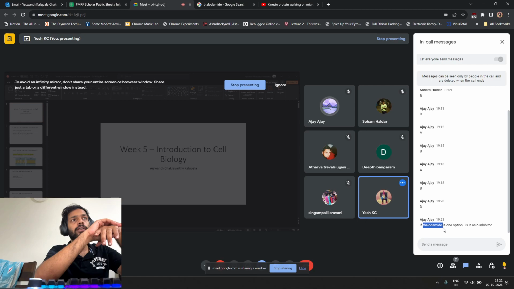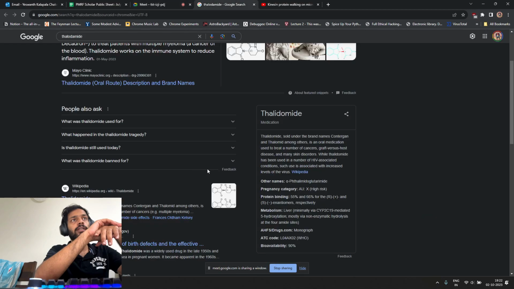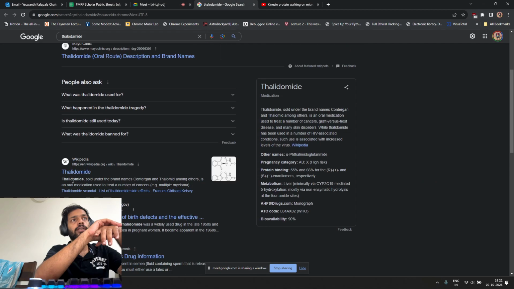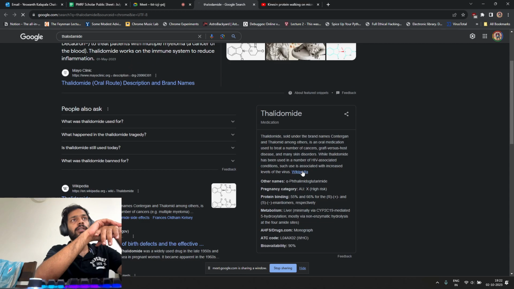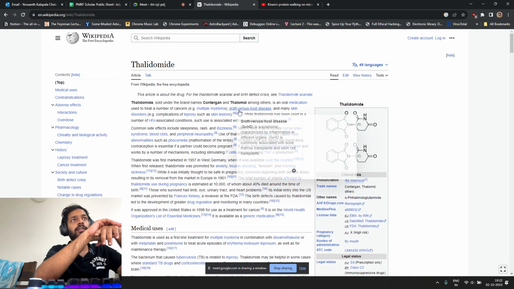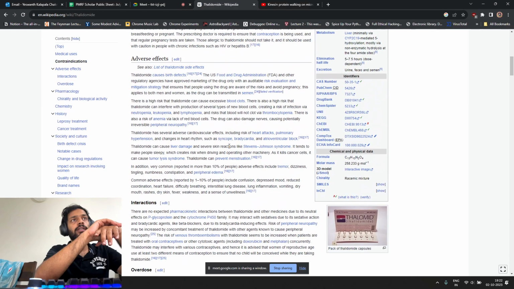Okay, so if thalidomide is one option, is it also an inhibitor? I do not know what thalidomide is. Let me check. Sold under. Okay. Mechanism.